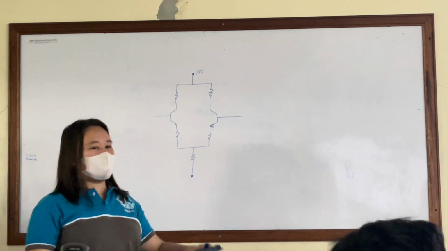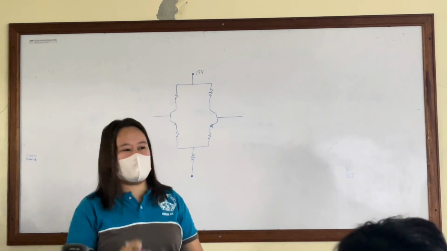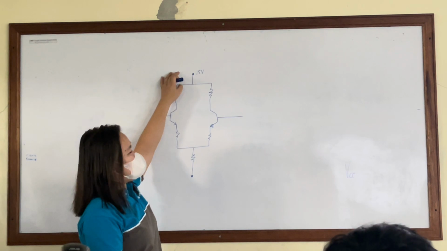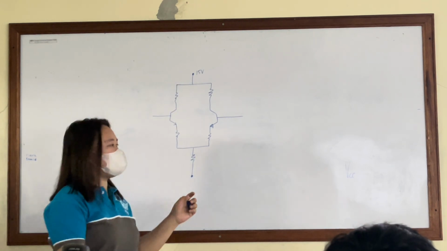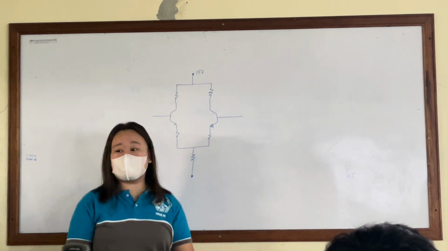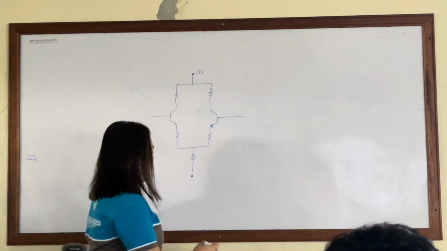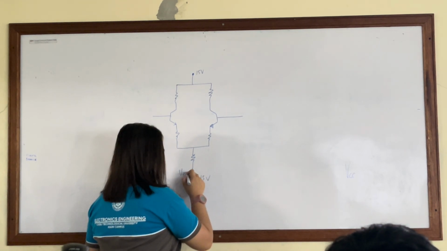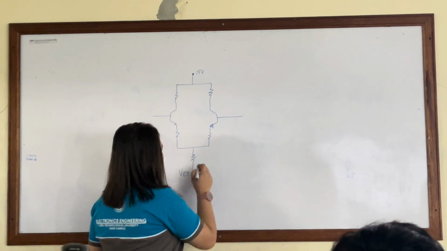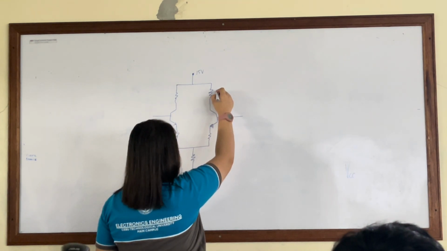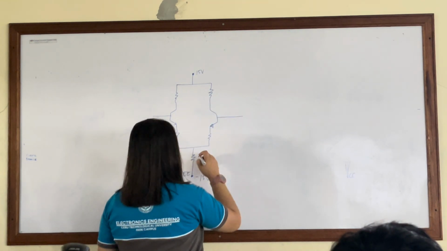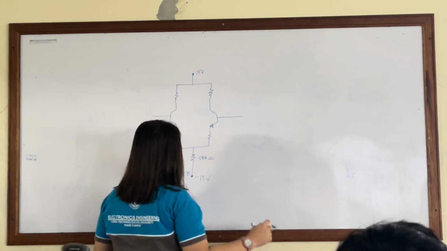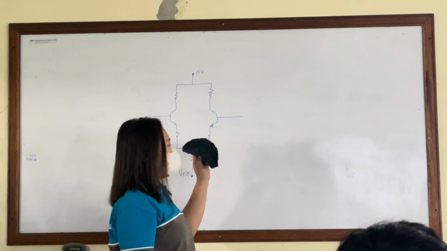In the previous discussion, the intensity of our VCC is very much the same as the intensity of our VEE, only negative. Right? So this is negative 15 volts, VEE. And this is 500k ohms.